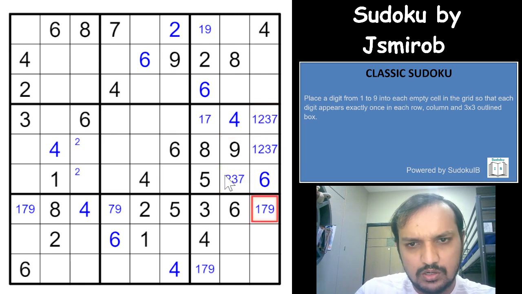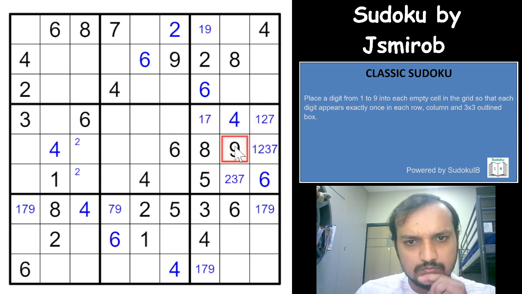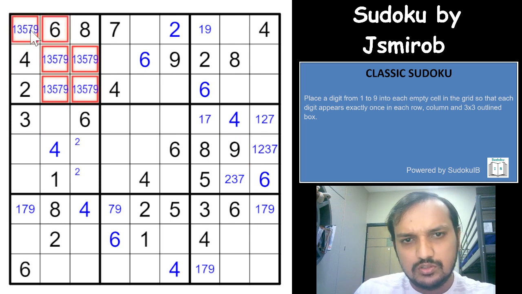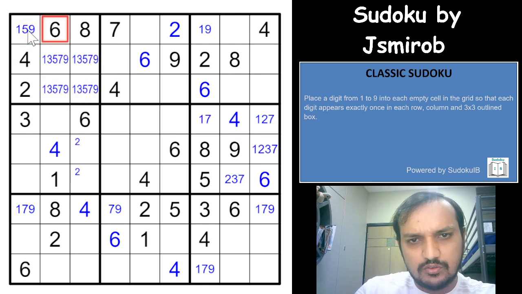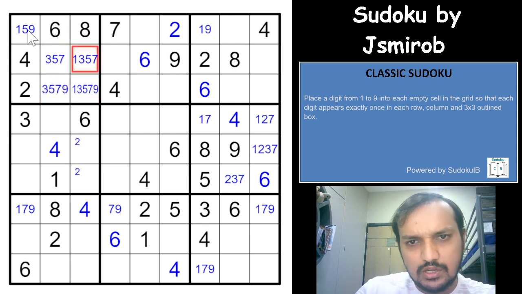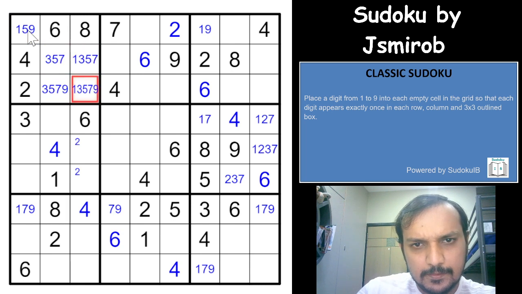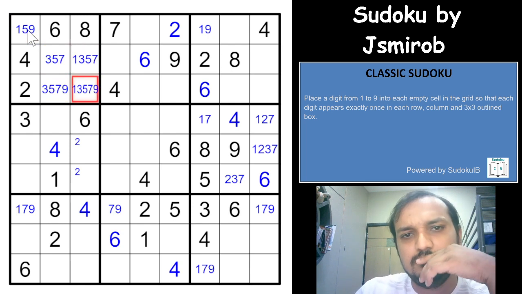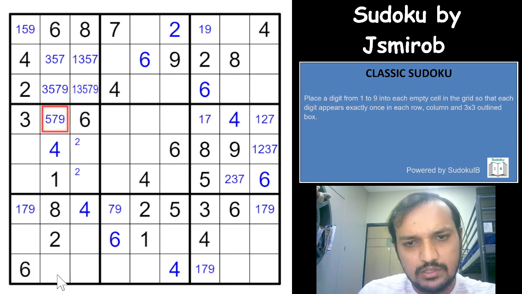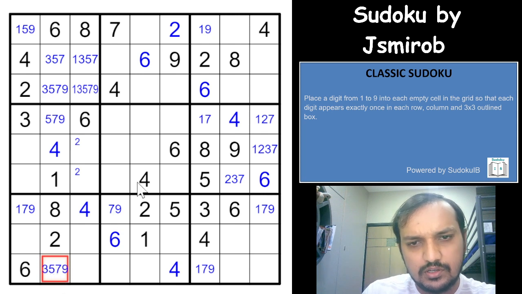This cannot be a 1. This cannot be a 3. Oh, this is 1, 3, 5, 7, 9, all the odds. Okay, so this is not a 3 or a 7. These two are not 1s. These two are not 9s. 5, 7, 9. Okay, 3, 5, 7 and a 9.